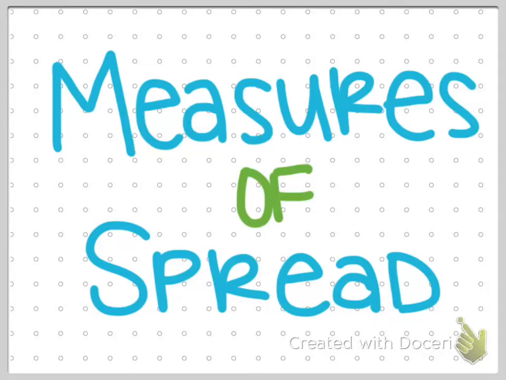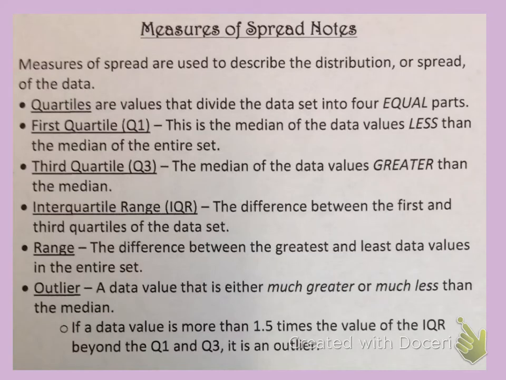Measures of spread. Measures of spread are used to describe the distribution or spread of the data. Quartiles are values that divide the data set into 4 equal parts. The first quartile, or Q1, is the median of the data values less than the median of the entire set.